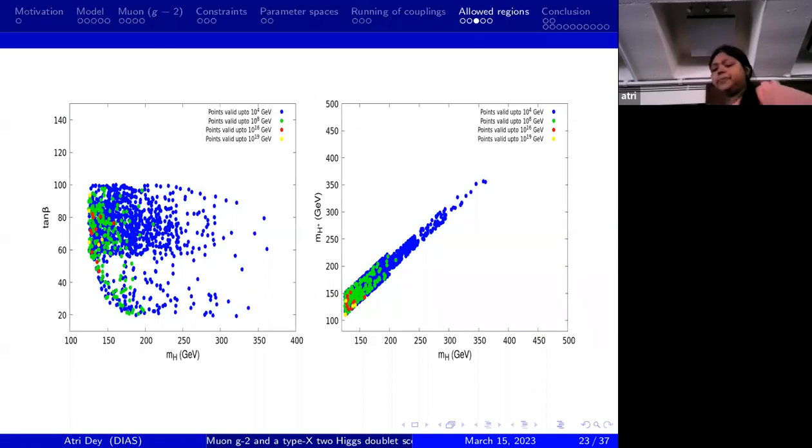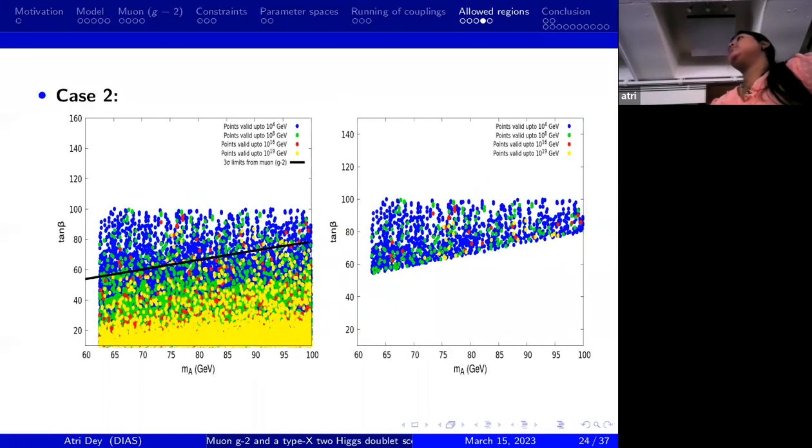Why do you care about running to the Planck scale? Sorry? Why is it important to run this to the Planck scale?